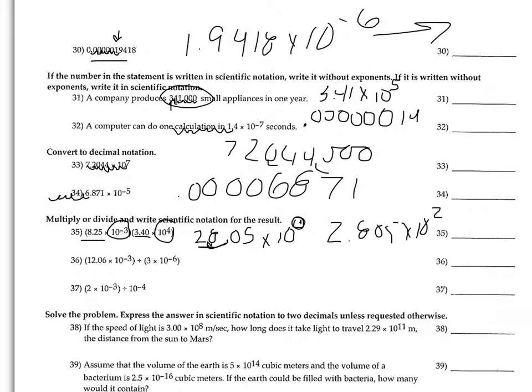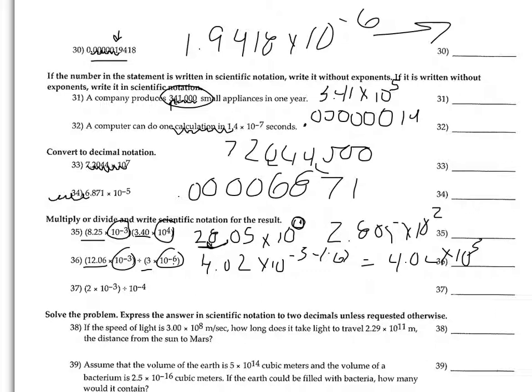So here, dividing 12.06, we want to divide that by 3, so 12.06 divided by 3 is 4.02. When we're dividing this by this, we subtract this off of that, so this is times 10 to the negative 3rd minus negative 6. Negative is a positive, so negative 3 plus 6, 4.02 times 10 to the positive 3rd.